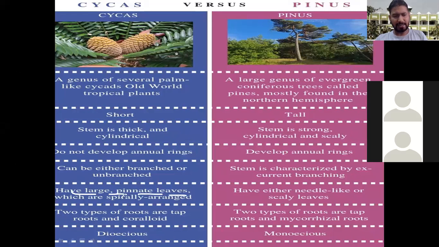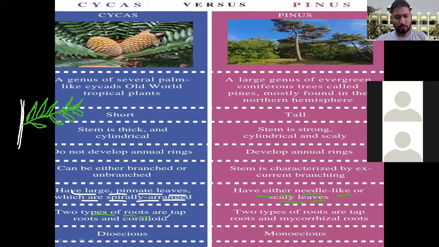Another: Cycas has large pinnate leaves which are spirally arranged. Pinnate leaf means compound leaf, as I told you. So it has large pinnate leaves like that. These large pinnate leaves are generally found. Pinnate is a type of compound leaf. Pinus has either needle-like leaves, as these are conifers.